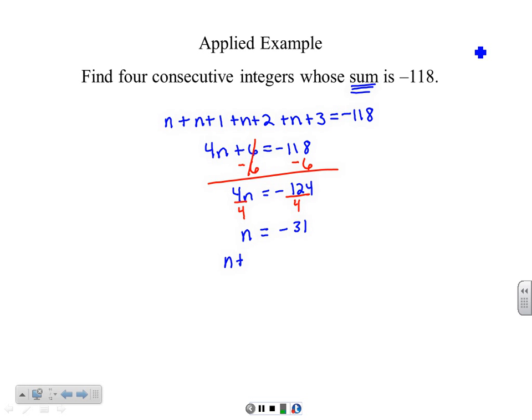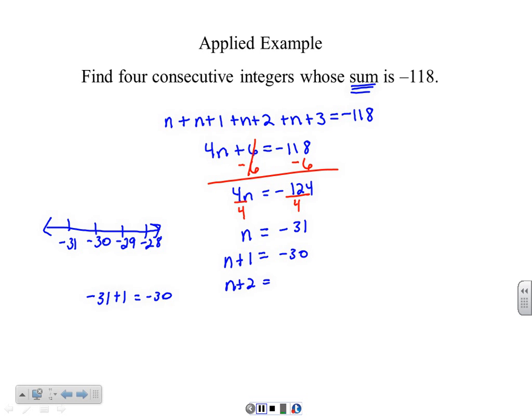Well, if we need the next consecutive integer, negative 31 plus 1, and remember we're counting, so if you think of a number line, and this is negative 31, the next number to the right, because you're always counting up, is going to be negative 30, negative 29, and negative 28, because we're getting closer and closer to 0. Also, if we find n plus 1, negative 31 plus 1 is going to be negative 30. So n plus 1 is going to be negative 30, n plus 2 is going to be negative 29, and n plus 3 is going to be negative 28. So be careful when you have those negative numbers. Just remember that you're always counting to the right.